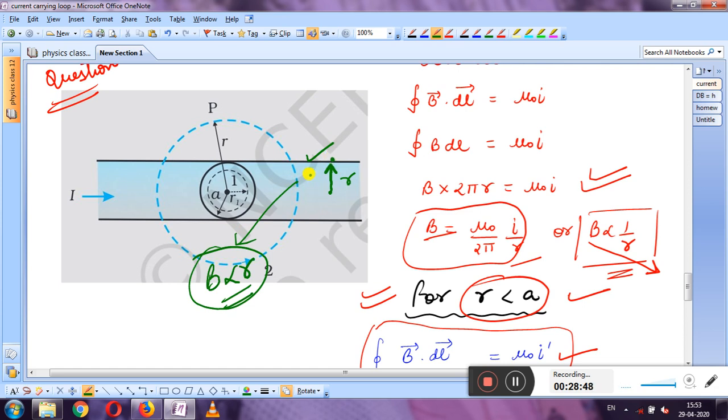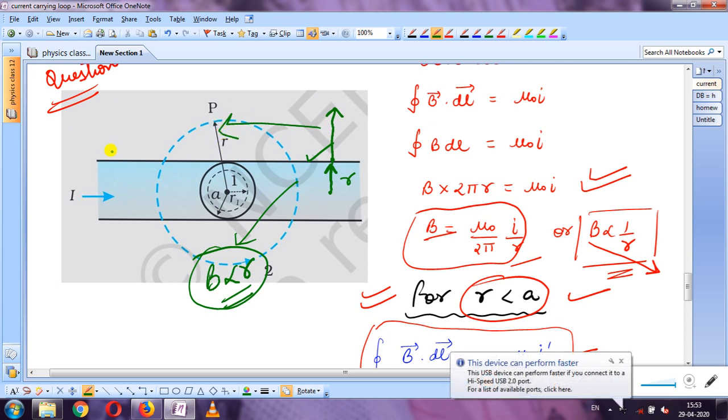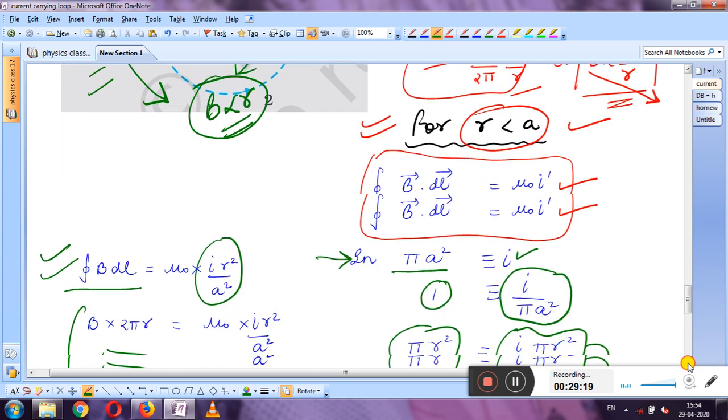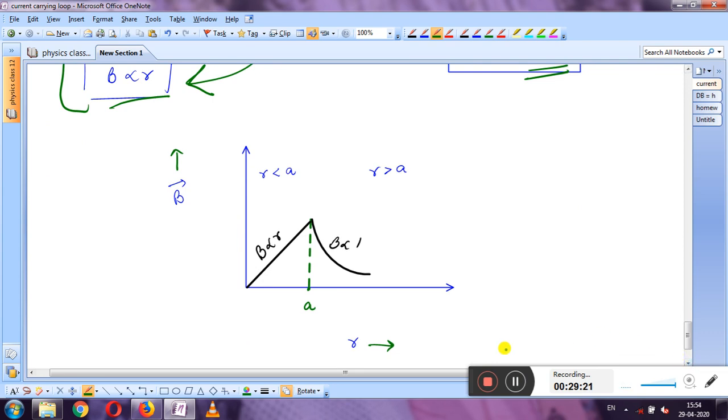After that, if we continued moving, then we came outside the wire. Outside the wire we have the relationship that B will be inversely proportional to r. That means if we have come outside the wire and are still continuing to move, then the magnetic field will start decreasing with increase in distance. This is the opposite relationship between inside and outside the wire. So this was an important thing. The same relationship we have shown with the help of this graph.